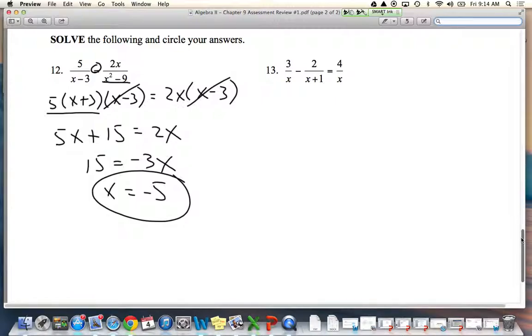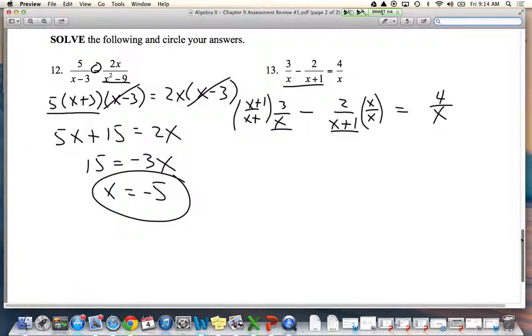I'll do the same thing on the last one here, but you have to have a common denominator on this side first. So unfortunately, I'm going to rewrite this as 3 over x, and then give myself some room here, and then 2 over x plus 1, and then equals 4 over x. So my common denominator is going to be this bottom put together here. This x is x plus 1. So I have to multiply by x plus 1 over x plus 1 on this side. On this side, I need the x. Okay. So I know that my common denominator on the left is going to be x times x plus 1.